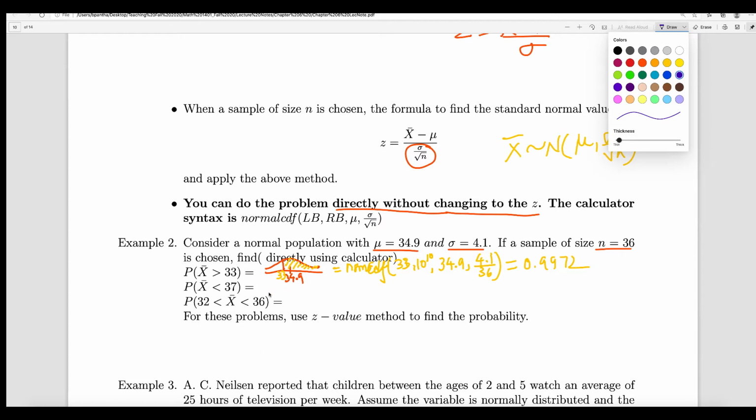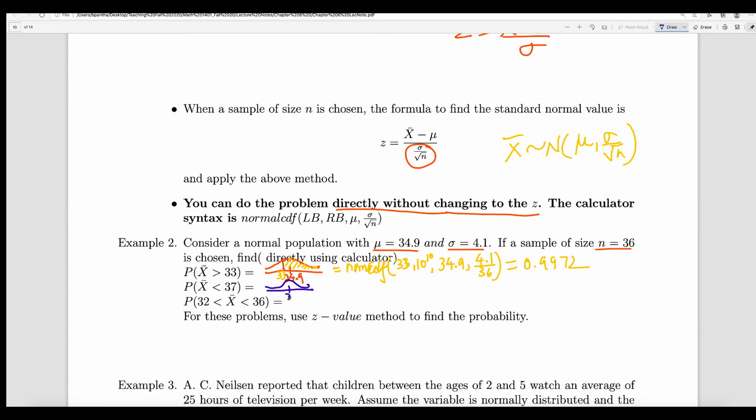Less than 37. So exactly the similar way, right? The mean is 34.9, so 37 will be somewhere here. You are trying to find the area to the left of that because it says less than. So how do you do that? Normal CDF. Left bound will be negative 10 to the 10, because it keeps going on the left. Right bound is 37, and mean is 34.9. Sigma is 4.1 over root 36. I forgot the root there.